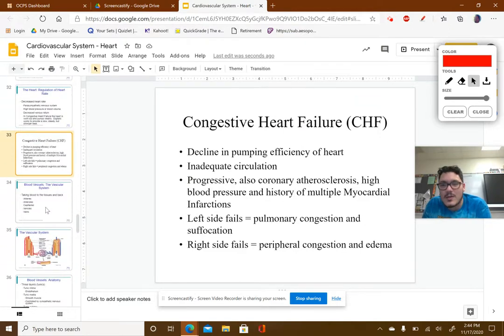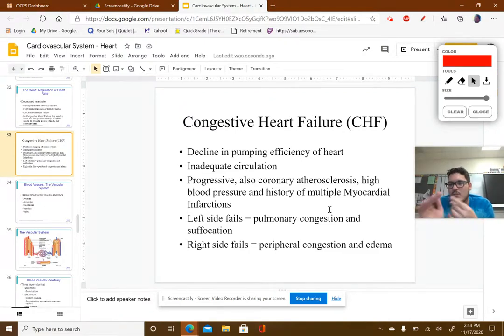So let's talk about congestive heart failure. It is a decline in pumping efficiency of the heart, causing inadequate circulation. It is a progressive condition similar to COPD. We learned that back in the respiratory system, chronic obstructive pulmonary disease. The similarities are there. In COPD, you don't wake up with it out of nowhere. It's because you've had severe lung damage for a long time. Same thing here. In congestive heart failure, or CHF, you've had severe heart damage and it's now catching up.